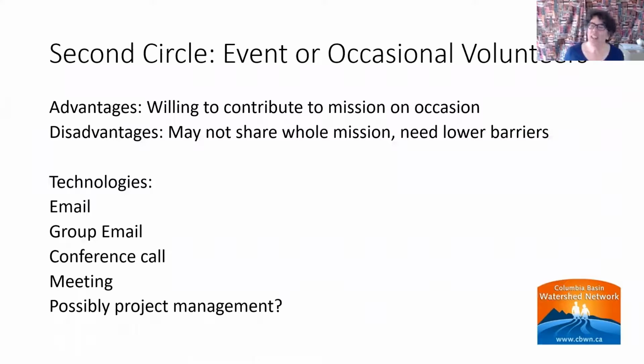Yeah. So for the second circle, which is our event or occasional volunteers, the people that you really, really need, and hopefully come into your organization, how do you recruit people? Who are these? Where are they coming from? They're normally coming from your membership. So these are people that are willing to contribute to the mission on occasion, and at least at first, probably don't want to participate in reviewing documents or anything like that. I took some training with, I think it's called Organize BC, one of those radical organizations.